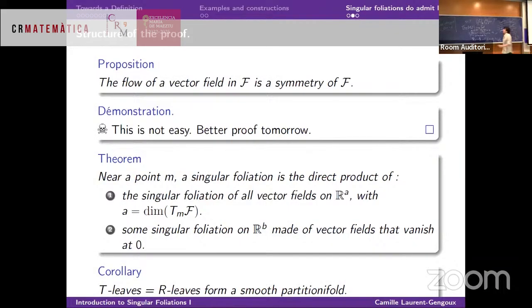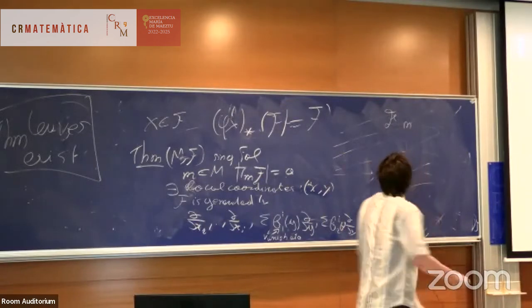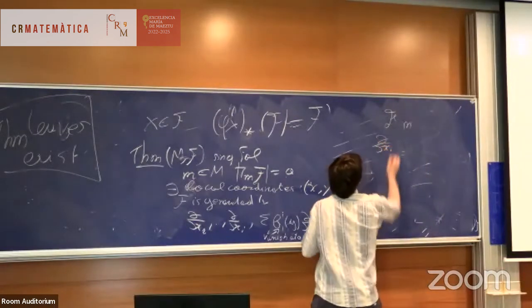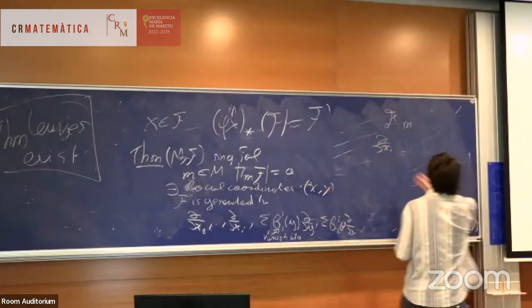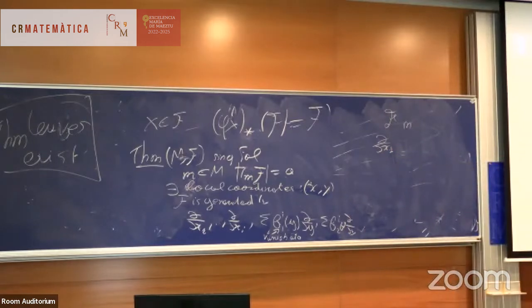Why? Because the proof is like this. I just give an easy proof. Well, it's by a recursion on A. I take my singular foliation, I take a point M. I assume this guy is not 0. Then I have a vector field that doesn't vanish. So by the straightening theorem, I can assume it's d over dx1. And then I have to use a little bit of tricks with the symmetries to say that for all the other generators, first I can kill the d over dx1, and second I can kill the x1.